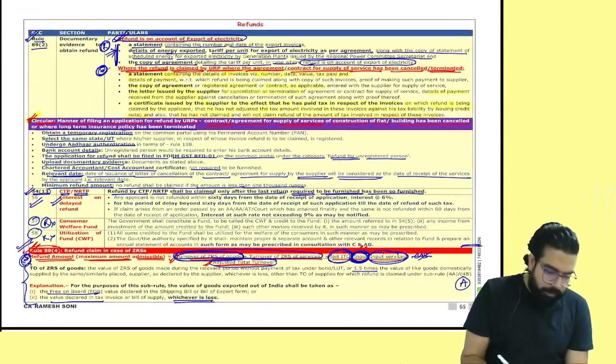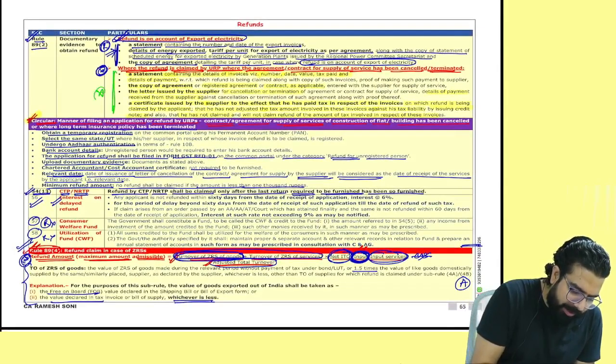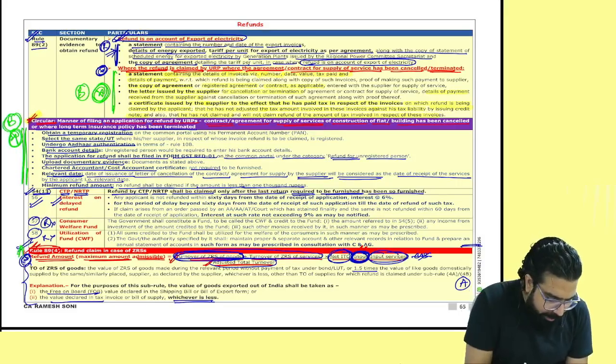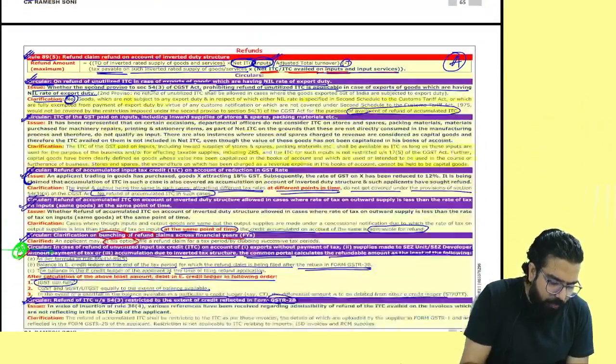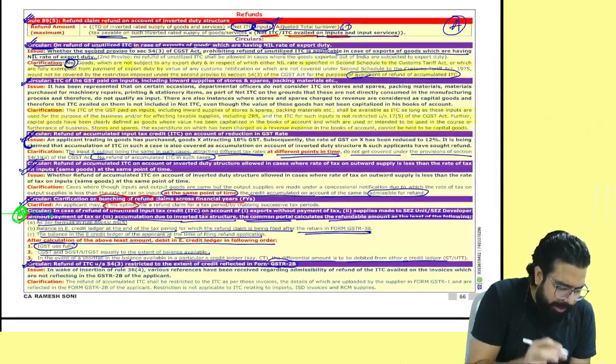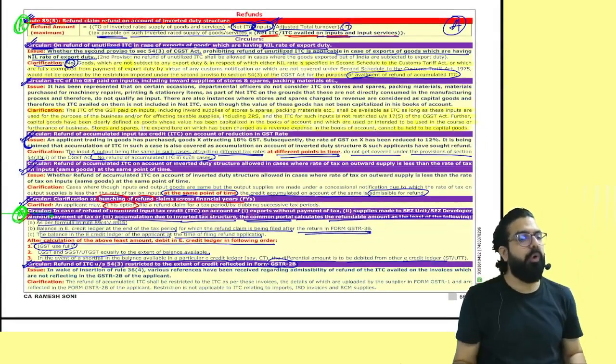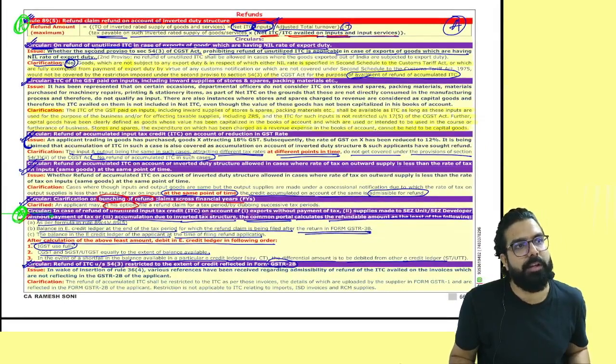How will an unregistered person go ahead and claim a refund? Please read it. I like it as B graded. They can give you a small question. The formula of 89(4) and 89(5) is A graded. The formula of 89(4) and 89(5) is A graded.